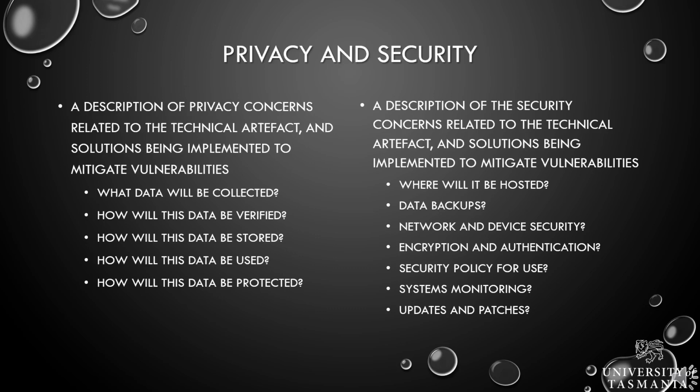So when it comes to privacy, the kinds of things that you might be thinking about, although this is a very brief list and yours will be much more comprehensive, relates to what data will you actually collect? How is it going to be verified as correct data? Because there's lots and lots of cases where people's particular data sets are actually incorrect out there in the world. What does that mean? How will this data be stored? What are you going to do about it?